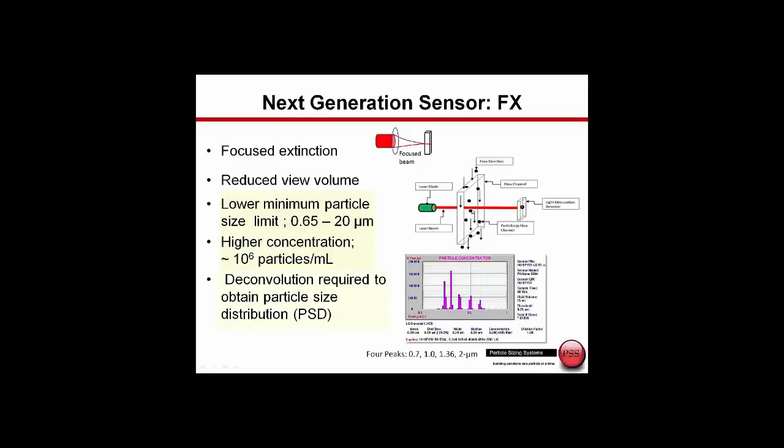Since we're now focusing at the center of the measurement zone instead of illuminating the entire measurement zone, we have to collect many pulses from many particles and feed them through a deconvolution algorithm to build up the complete particle size distribution. In the lower right, we show a result running 4 different polystyrene latex standards across a range of 0.7 to 2 microns, showing we've retained the high resolution and accuracy of this technique, but have pushed this down to be able to measure smaller particles.